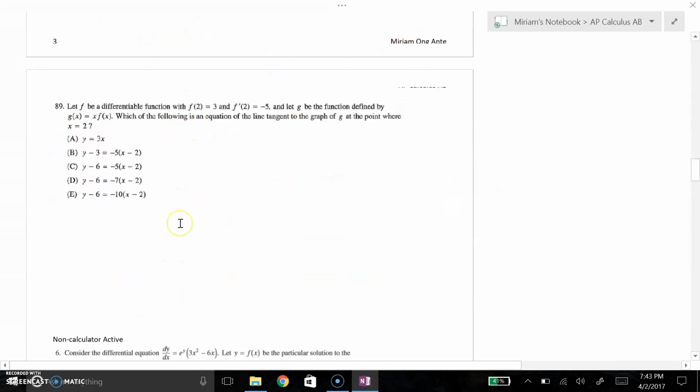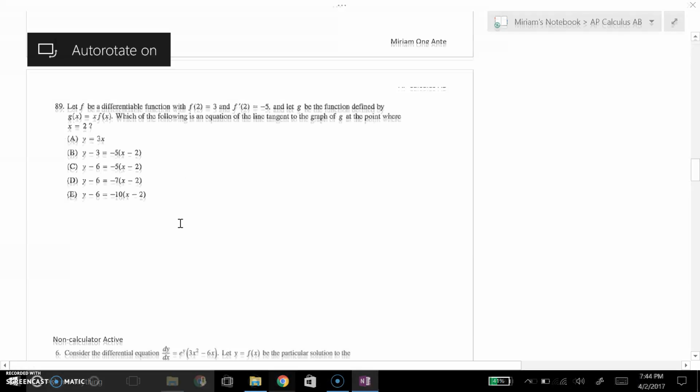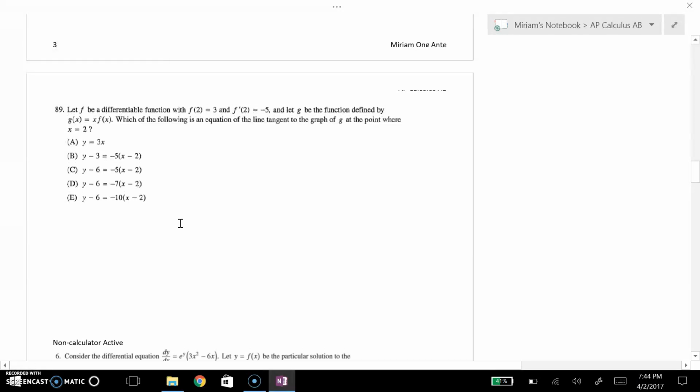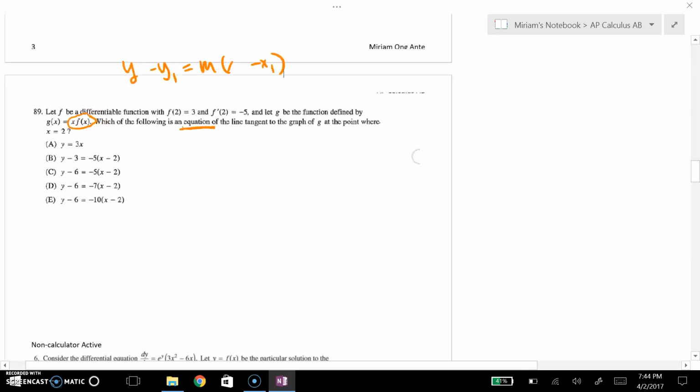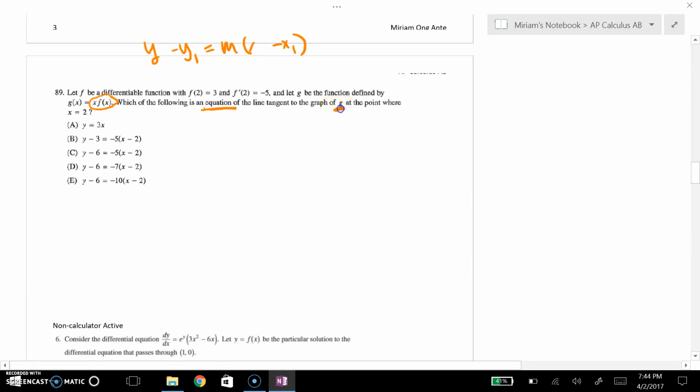Okay, for number 89, it says let f be a differentiable function with f of 2 equals 3 and f prime of 2 equals -5. Now let g be the function defined by x times f of x. Which of the following is an equation? So it gives us a clue. It wants a full equation. I'm going to erase the little 2's. Okay, of the line tangent to the graph of g at the point where x equals 2.